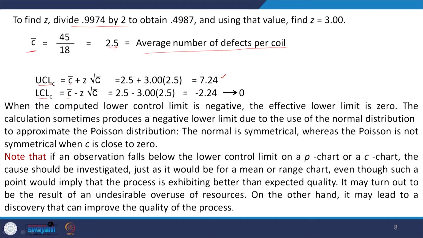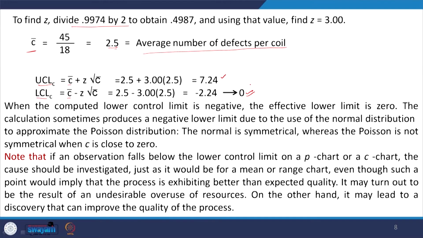Now, the occurrence of defects cannot be negative. So, the practical value which we will consider is 0, because defects can be 1, 2, or 3, but it cannot be minus 1 defect or minus 2 defects. This means minus 2.24 is not possible, it is impractical. You cannot have a negative value of defects. Therefore, this minus 2.24 is considered as 0.